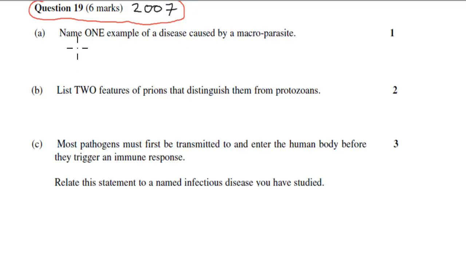Alright, so the question is: name one example of a disease caused by a macroparasite, worth 1 mark. List 2 features of prions that distinguish them from protozoans, that's worth 2 marks. Most pathogens must be transmitted to and enter the body before they trigger an immune response. Relate the statement to a named infectious disease you have studied. And that's worth 3 marks. Alright, so when you're ready, press pause and attempt the question.